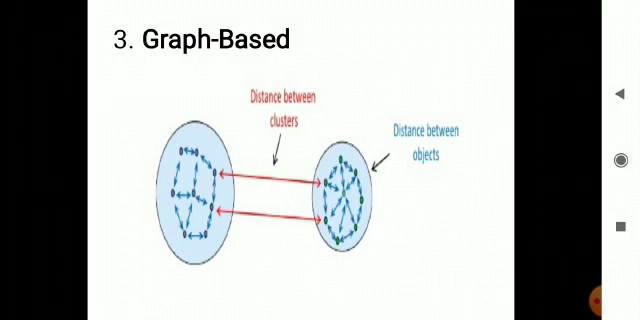Coming to the next one, that is graph based clustering. What is a graph? In general, a graph is a collection of nodes and the links between the nodes, or a collection of vertices and the links between the vertices. Here, the nodes are the data objects, and the links represent the relationship among the data objects.